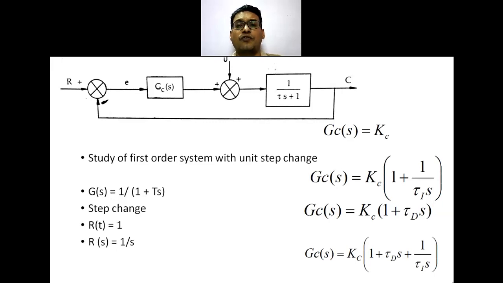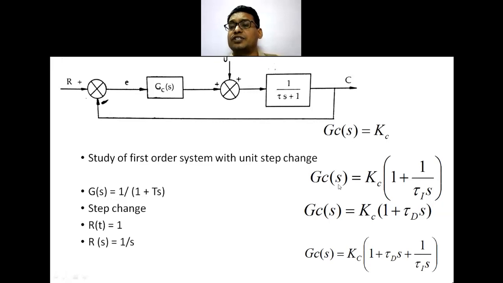The transfer function of a first order system is 1 upon 1 plus tau s, that is GS, which is equal to 1 upon 1 plus tau s. In case of a step change, R(t) is equal to 1, and R(s) is 1 upon s. And for a proportional controller, GC of s, the transfer function of the controller, is equal to Kc, the controller gain.